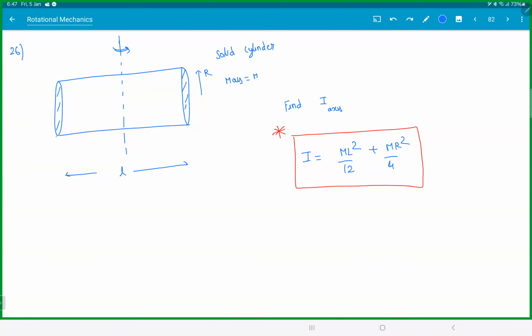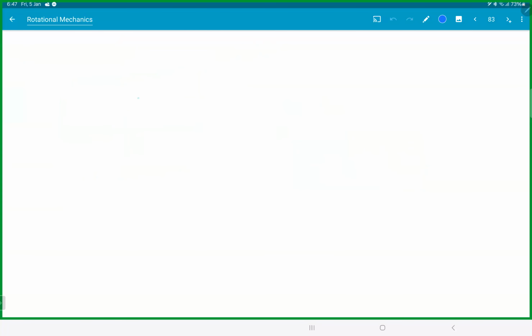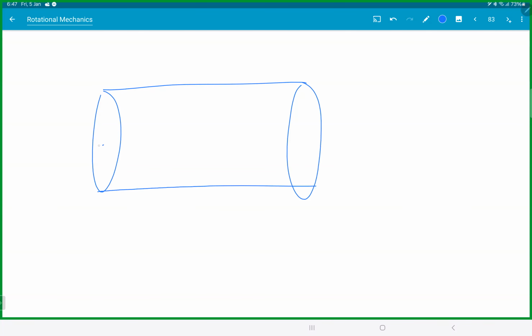Some people think, sir, why can't I make it a rod? You can't make it a rod because, think about it, this was the axis. Do you mean to say this distance and this distance both are the same? You can't compress it like a rod because the distance is changing for different points. So this is what we do.